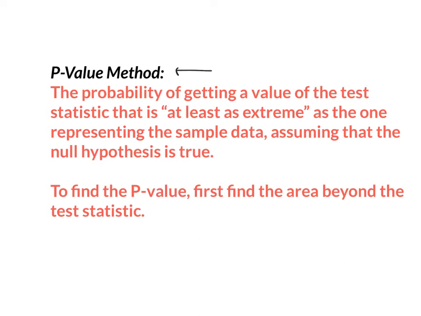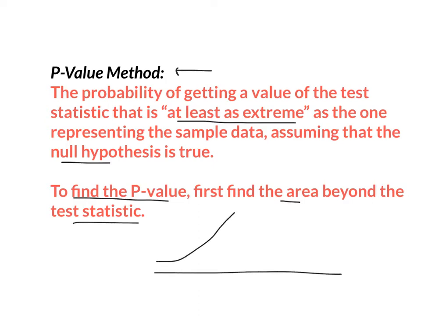Basically, the p-value is the probability of getting a value of the test stat that is at least as extreme as the one representing the sample data, assuming the null hypothesis is true, which we're going to keep as an assumption. To find the p-value, you first have to find the area beyond the test statistic. That's in your picture. If you have a normal curve and your test statistic is right here, let's say it's 1.6, and this part is the extreme part, that would be the right-tailed test, and the question is whether the p-value is in that region or not. And that's how you could tell.